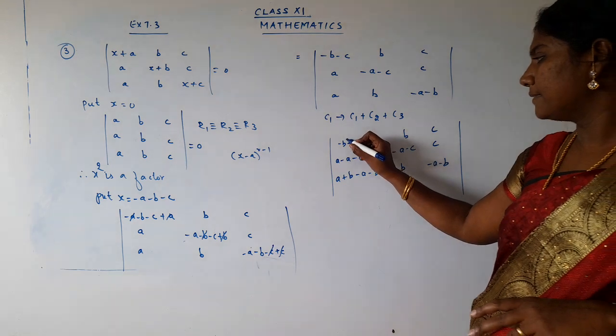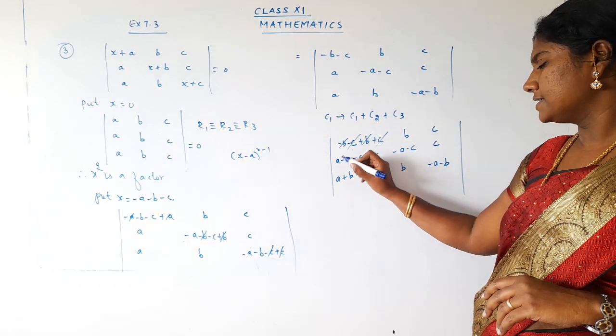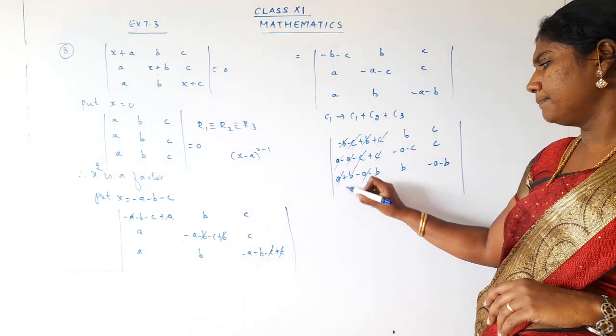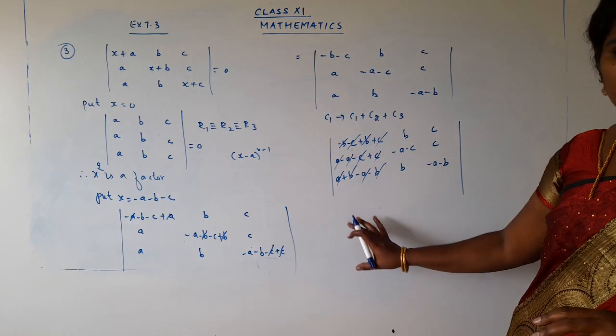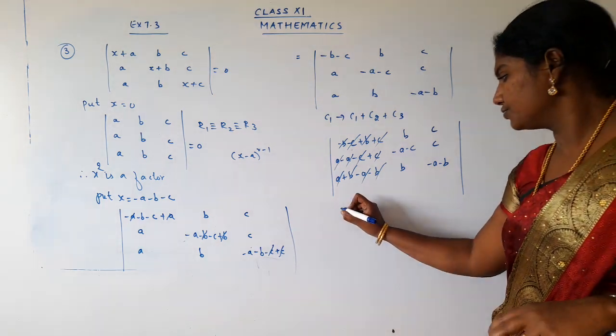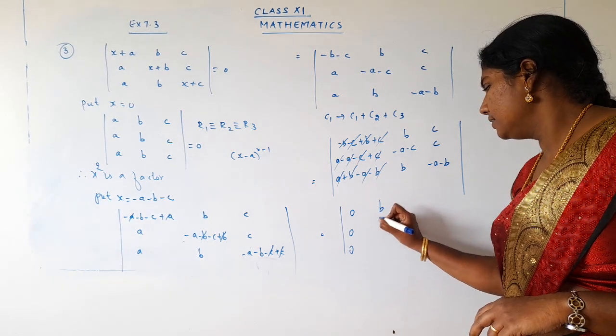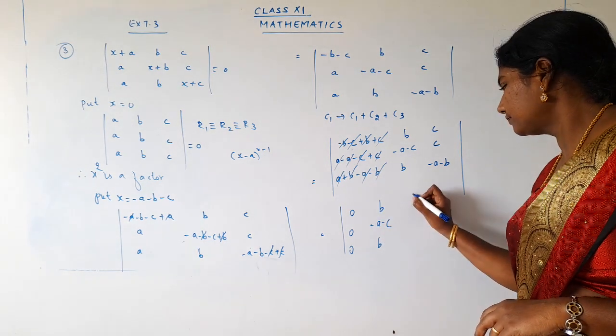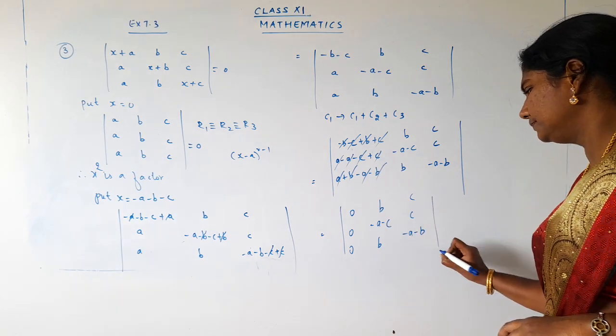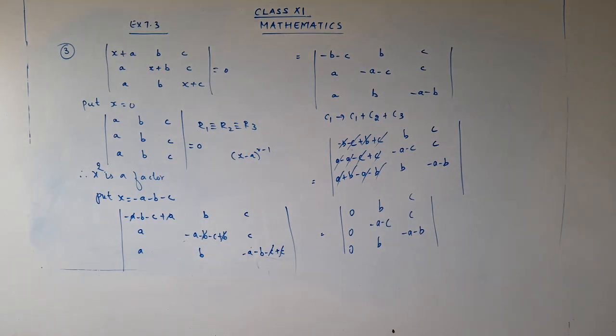So what I get here: minus B plus B minus C plus C. This is A minus C plus C. A minus A plus B minus C. So I get all the first column to be 0. So I get here 0, 0, 0. This is B, minus A minus C, B, C, minus A minus C. This is equal to 0, B, C, 0, minus A minus C, C, 0, B, minus A minus B.